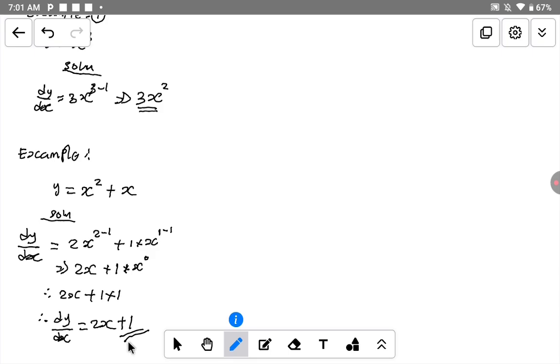So guys, let's move to the next class where we'll be discussing the forms and types of differentiation and how to solve different types and forms of differentiation. We are going to look at it in the next lesson.